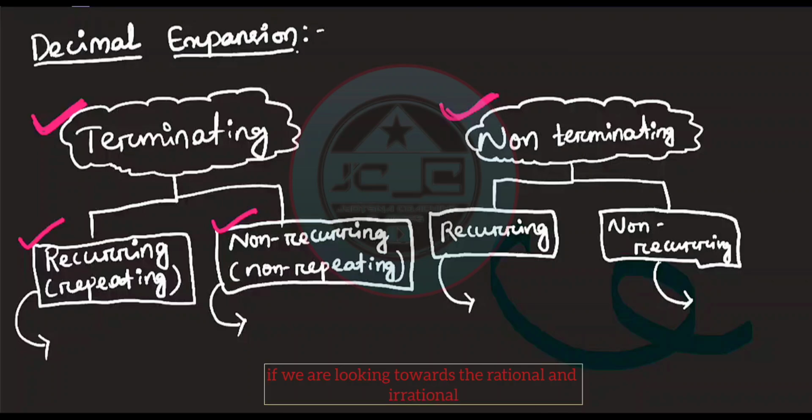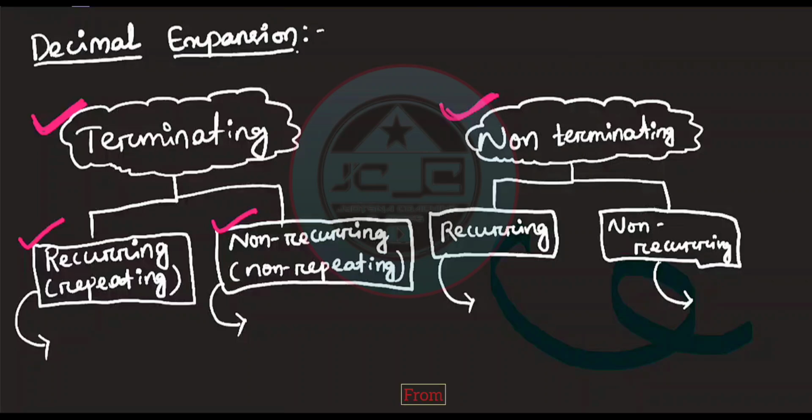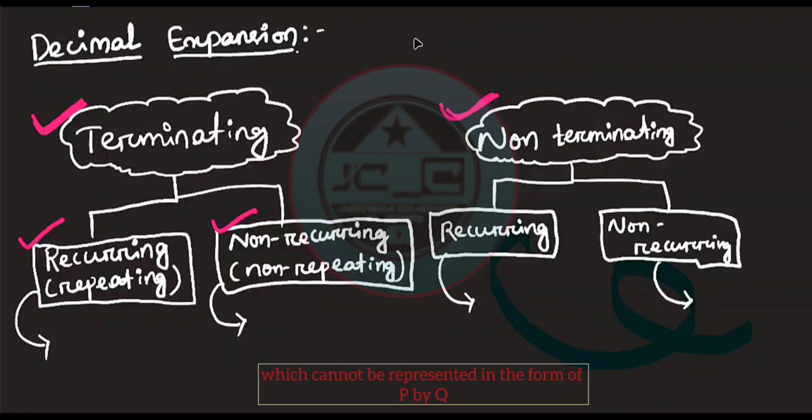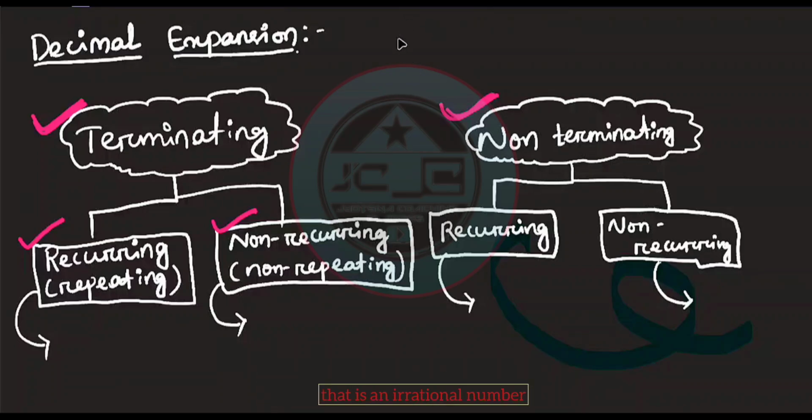This whole concept is about looking at rational and irrational numbers from a different point of view, from the point of view of their decimal expansions. We already know that any number which can be represented in the form of p by q is a rational number, and any number which cannot be represented in the form of p by q is an irrational number. But now we look at it from the decimal expansion point of view, to decide whether a number is rational or irrational.